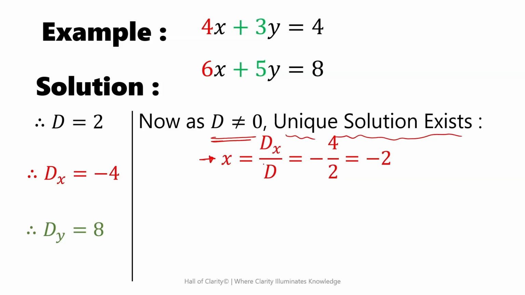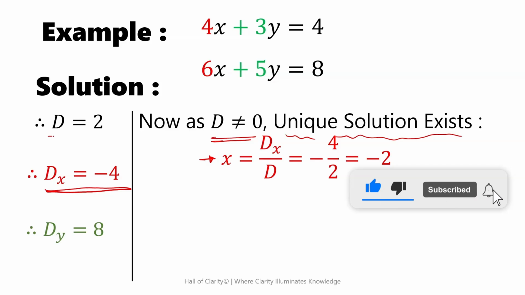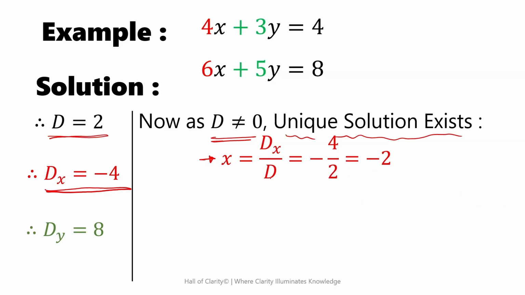X is equal to Dx upon D, which is equal to, the value of Dx is minus 4 and the value of D is 2. So after substituting this, 2 ones are 2 and 2 twos are 4. So what we get is the value of x as minus 2.